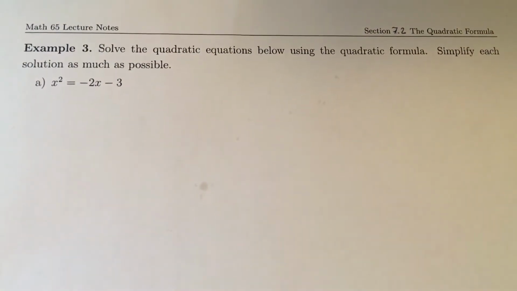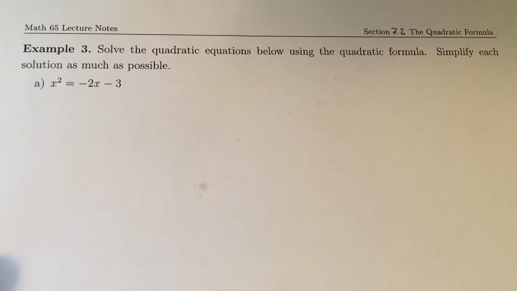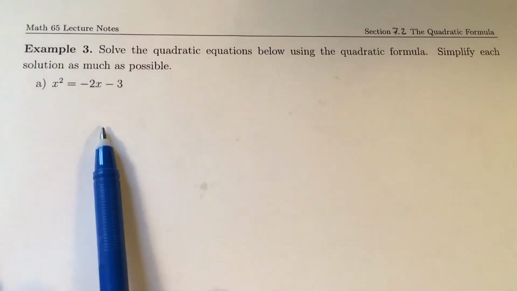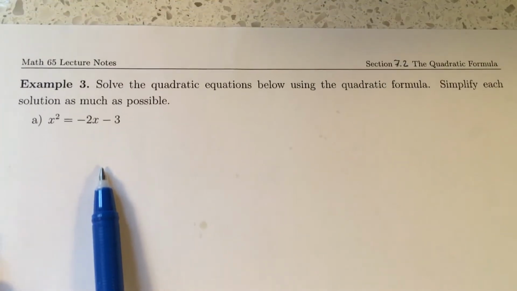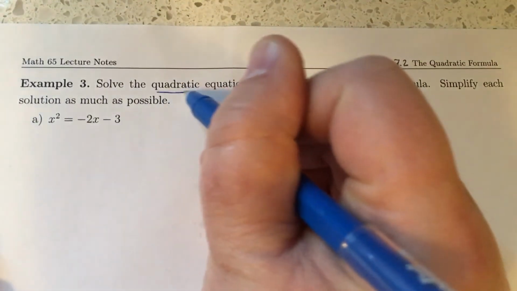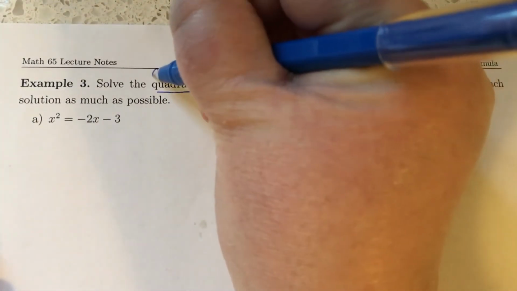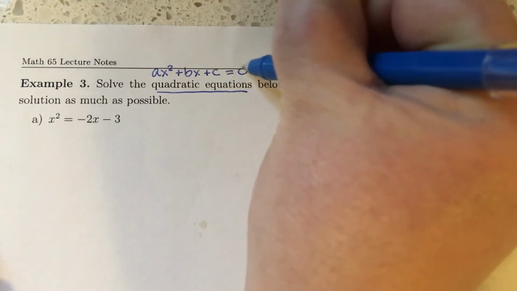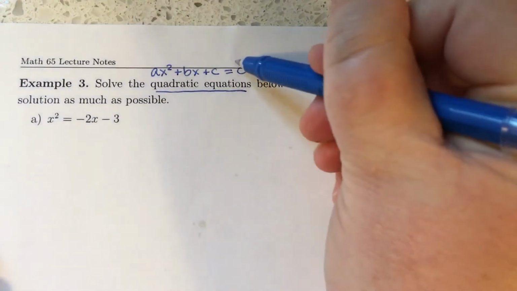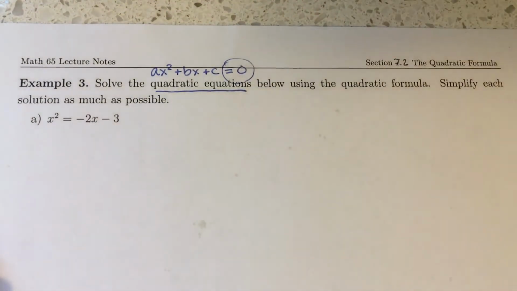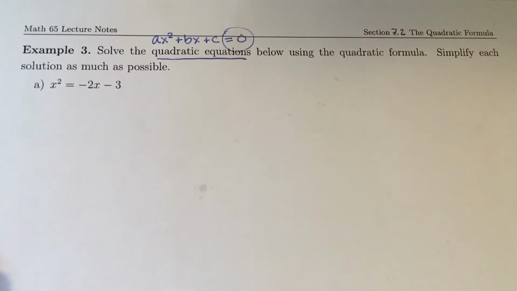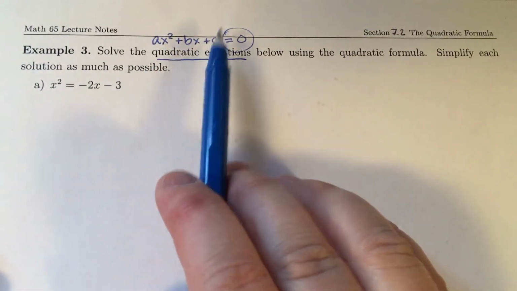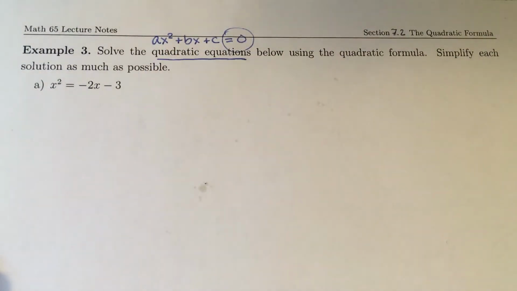Now that we know the quadratic formula, the only way that these get a little more difficult is if they don't equal 0 ahead of time. So remember, when we're solving quadratic equations, we need them to be in the form ax squared plus bx plus c equals 0. If we don't have that equals 0, we're not ready to use the quadratic formula. We don't necessarily know our a, b, and c until we get it in that form.